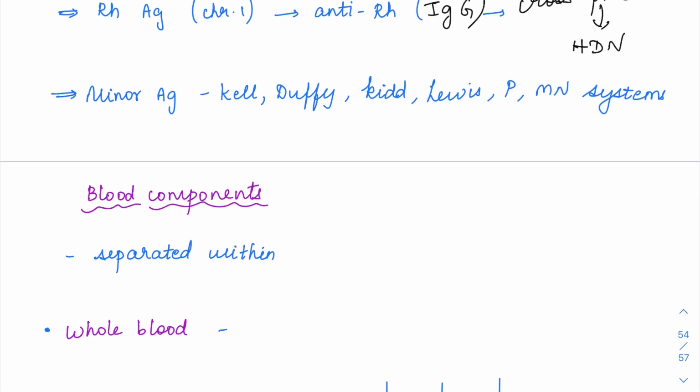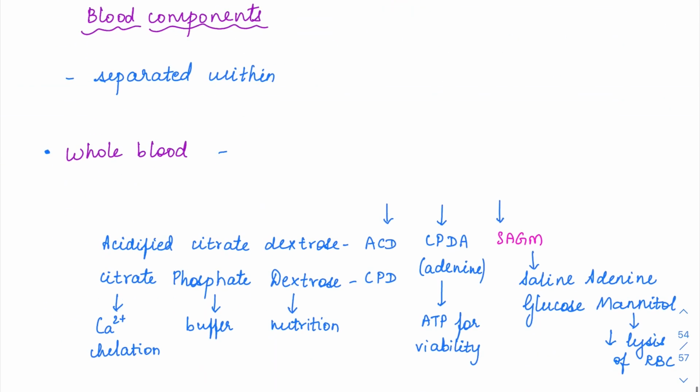Apart from this ABO blood group system, we also have other minor antigen systems. What is the significance of these minor antigens? Normally we just check for the ABO blood group. But sometimes the patients can have transfusion reactions because there is also presence of some minor antigens in every person. So if the minor antigens are not tested, they can result in transfusion reactions. So what are the minor antigens? They are Kell, Kidd, Duffy, Lewis, P system, and MN systems. Okay, so these are the other systems of minor antigens.